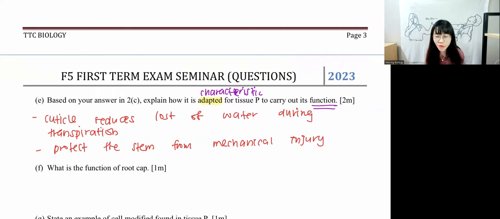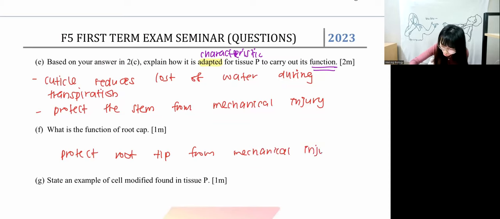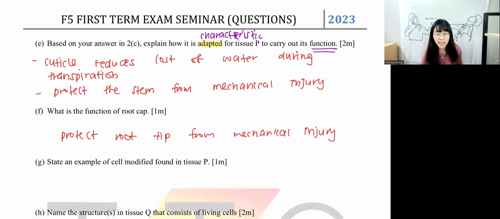Okay, what is the function of root cap? Let me say root cap is at the tip of the root, right? So the function of root cap is to act as a protection. Who do they want to protect? Root cap needs to protect the root tip. Root tip is the one that you want to protect. So you can say protect root tip from mechanical injury, from mechanical injuries.